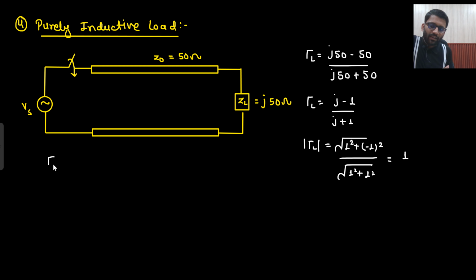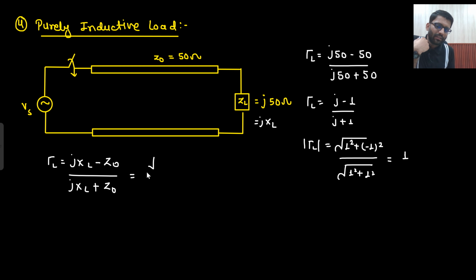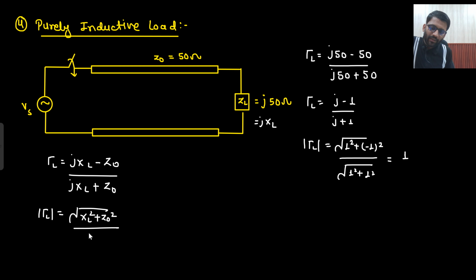What I mean to say is that your gamma L could be JXL minus Z naught upon JXL plus Z naught. My impedance is JXL. So what will be the magnitude of this? Under root XL square plus Z naught square divided by under root XL square plus Z naught square. This I am writing as magnitude. Forget about the angle, the angle will come later on. So the magnitude will be 1 only. There is no doubt about that. We need to find the angle. The magnitude will always be 1.